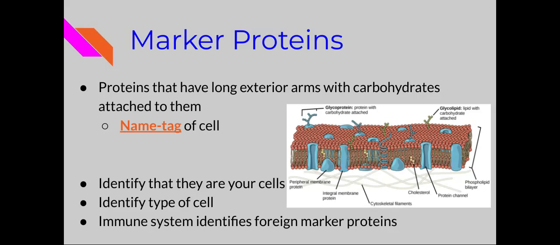They're able to identify that they are your cells and they belong in your body, and also what type of cell they are. Your immune system is actually going to use marker proteins to identify foreign marker proteins. Sometimes people can get autoimmune conditions where your body will attack certain cells, and that's because it's unable to read the marker proteins the way it's supposed to, so it may attack certain cells. That's how autoimmune conditions work.